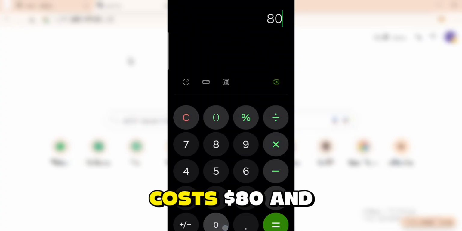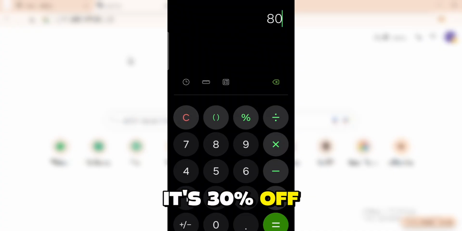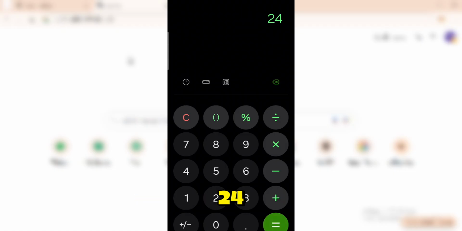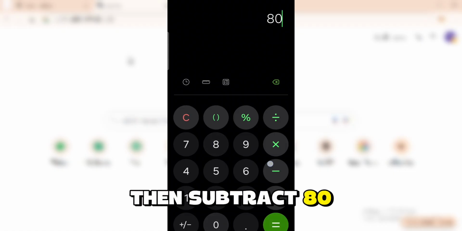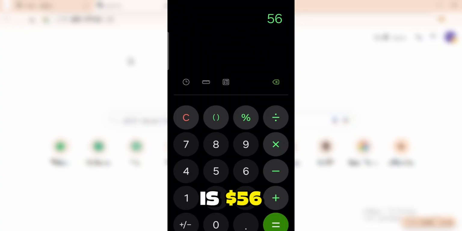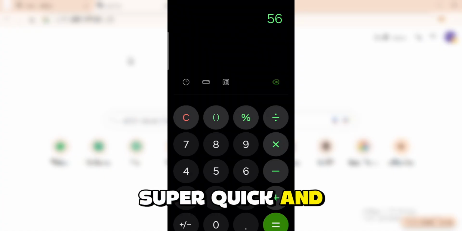If a jacket costs $80 and it's 30% off, multiply 80 times 0.3, which equals 24. Then subtract 80 minus 24, and the final price is $56. And that's it! Super quick and easy!